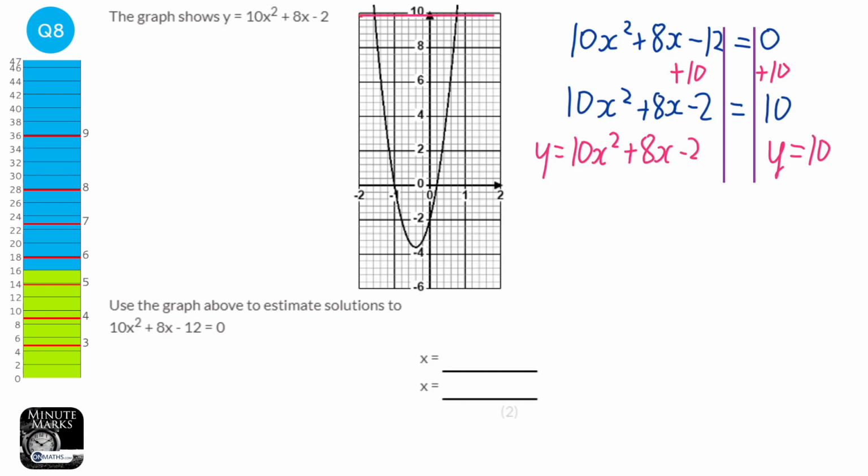Let's just make sure I get it nice. There we are. I need to move that up a little bit. There we are. And let's read off the values that that gives us. So it comes down here, and it comes down here. So the values it comes down to are minus 1.6 and 0.8. And those are our solutions.